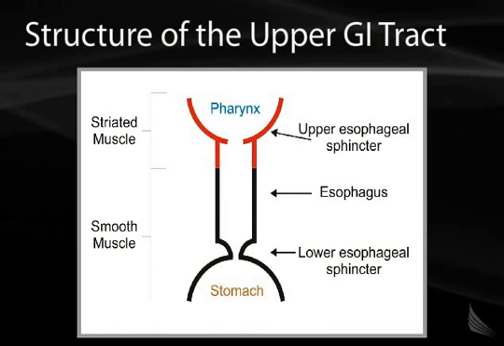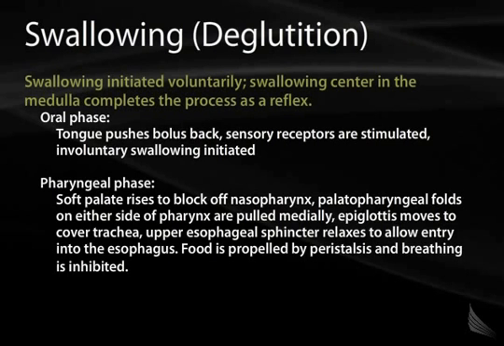The upper GI tract consists of the pharynx, the esophagus, and the stomach. There are two main sphincters that are present, the upper esophageal sphincter and the lower esophageal sphincter. The pharynx consists predominantly of striated muscle, and the esophagus and the stomach contain smooth muscle. This becomes important when considering the different phases of swallowing, both voluntary and subsequently involuntary.